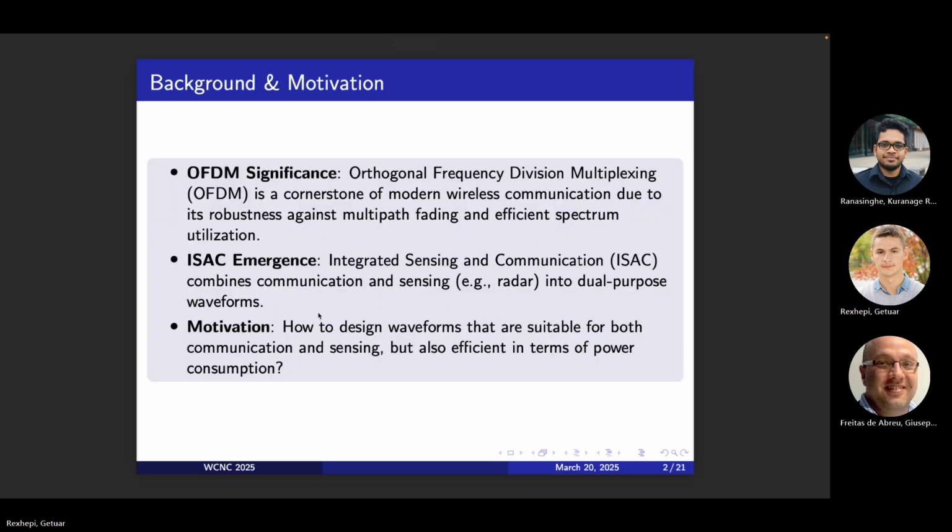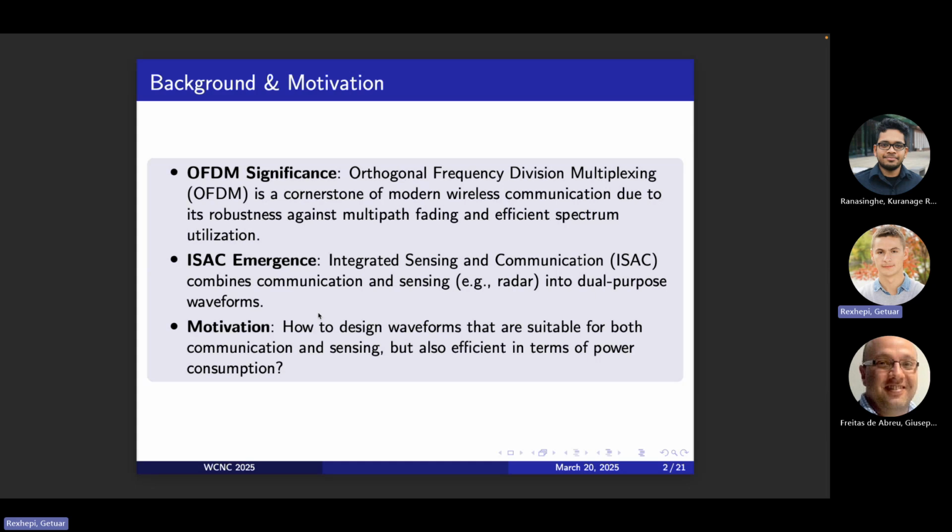So let's go straight to the point. Orthogonal frequency division multiplexing was used formerly in the fourth generation systems, also in the fifth generation systems, and is a cornerstone of modern wireless communication due to its robustness against fading and efficient spectrum utilization. This we know. Also, it is expected that OFDM will be used in the future sixth generation systems.